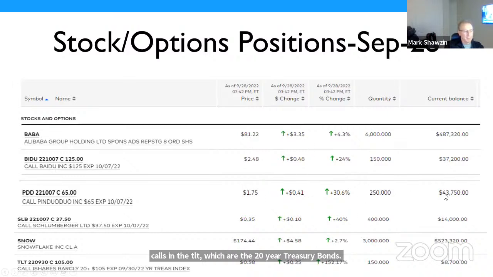Typically, I don't like to be in so many positions. I mean, I'm in 3 Chinese stocks. I'm not diversified, but I'm pretty excited about what I'm seeing there. So I just took a smack at it and put a lot of money in those trades. And I'll explain to you why I did that in a moment.